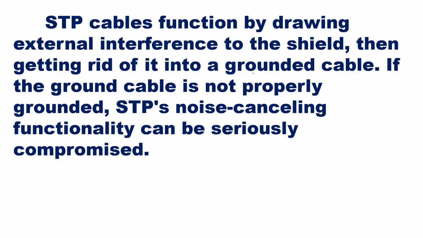So STP cables function by drawing external interference to the shield, then getting rid of it into a grounded cable. If the ground cable is not properly grounded, STP noise cancelling functionality can be seriously compromised. That is why that grounding cable in STP is important, because that has to be grounded properly. Otherwise, the extra mesh whatever you have put can pick up the noise, and that noise can interfere. So that particular point should be grounded properly.